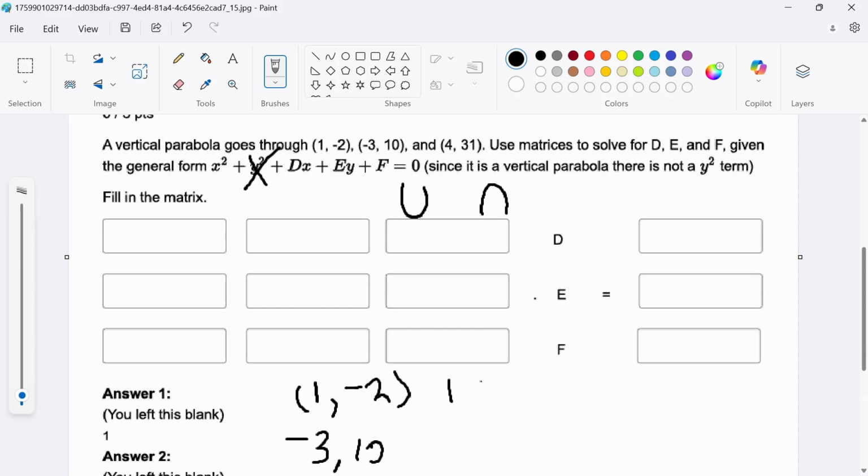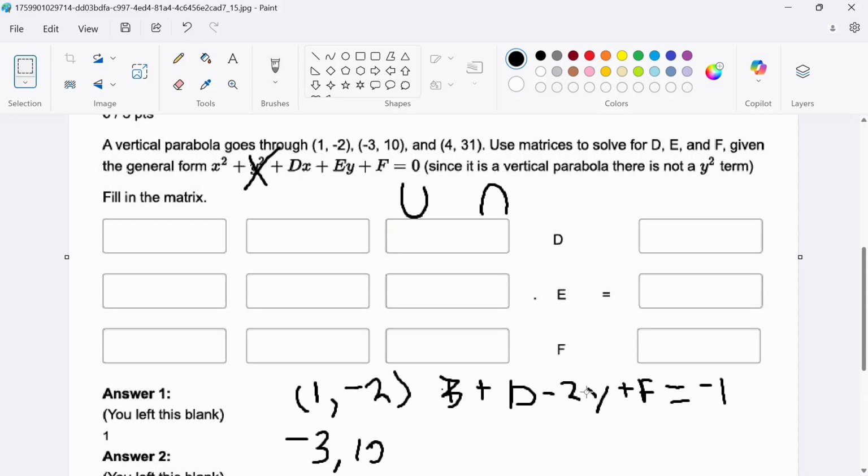1 squared is 1 plus dx, which is 1d, plus ey, so minus 2y, plus f equals 0, except I'm going to subtract that 1 from both sides. So d minus 2y, not 2y, that should be 2e. Why don't you correct me when I make these mistakes? Because remember, I'm putting in 2 for y is negative 2, negative 2e, so that should be negative 2e. So I have 1, negative 2, 1, negative 1.